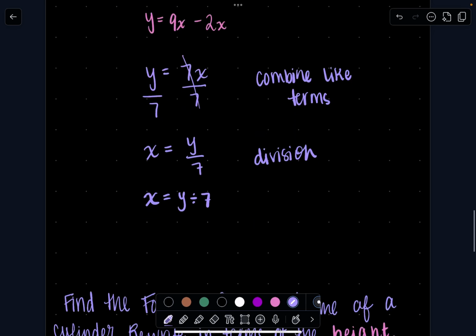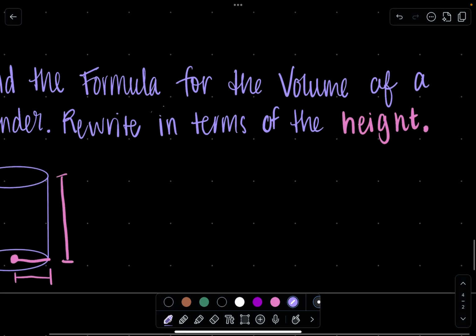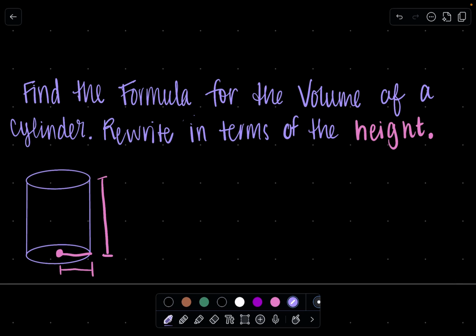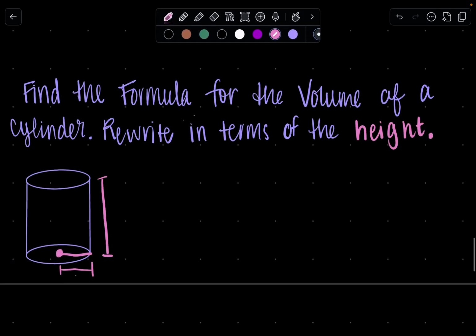Okay, we have one more example for today. And this is something that you're going to use in geometry. Find the formula for the volume of a cylinder, then rewrite in terms of the height. So let's look at parts of a cylinder. I have a cylinder drawing here for you. It's important to note that when we measure a volume of cylinders, we need the radius and we need the height. So when we measure the volume, we generally use this equation, V equals big B times H. And just as a little review, this is the area of the base. So that refers to our circle.